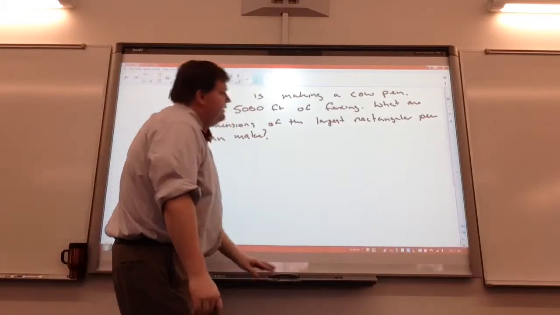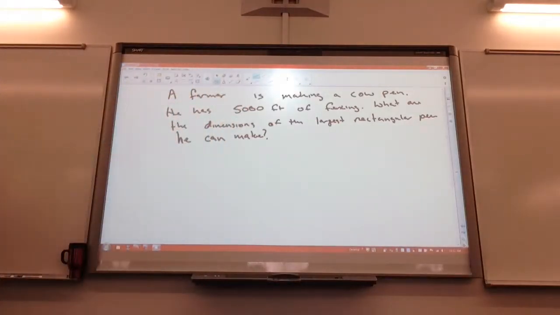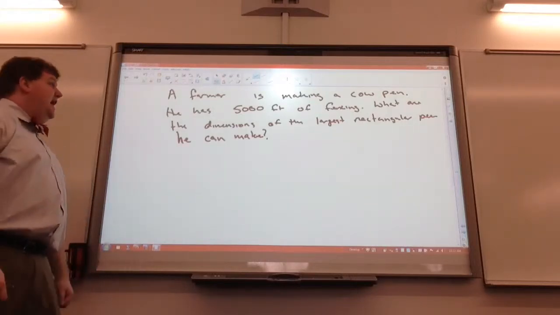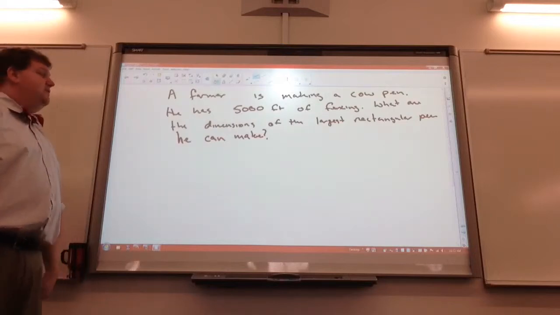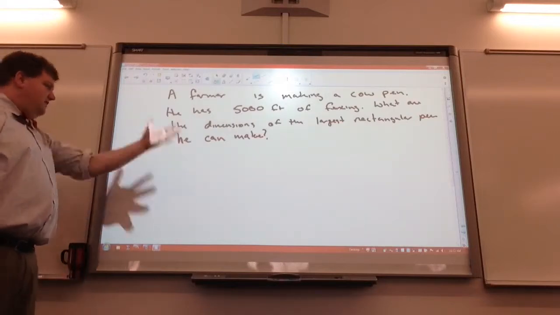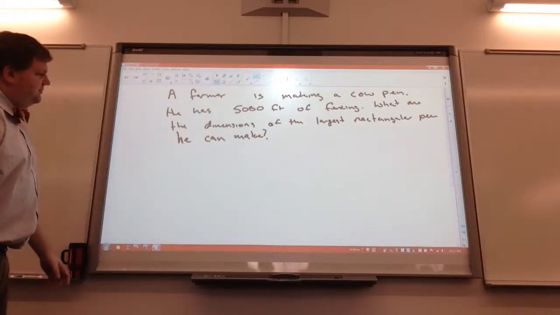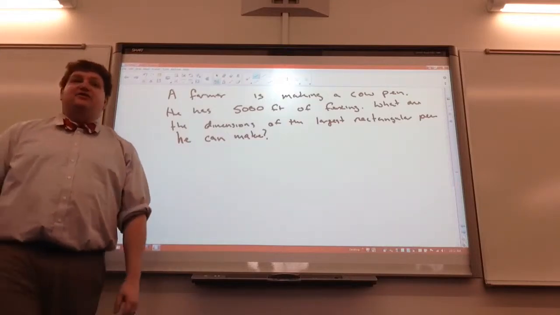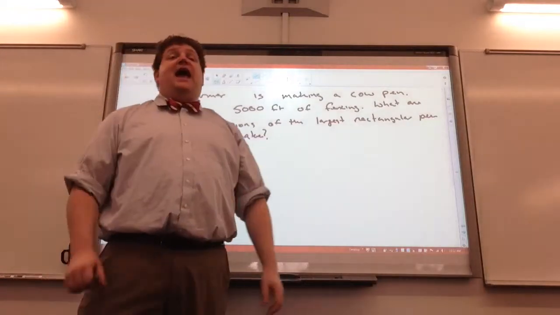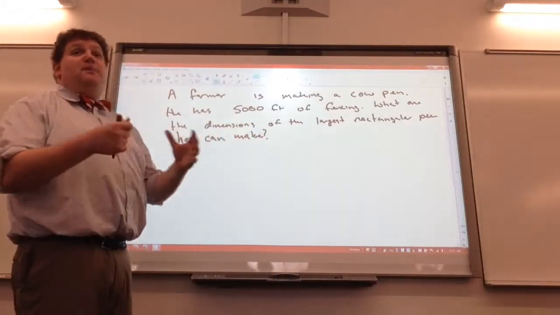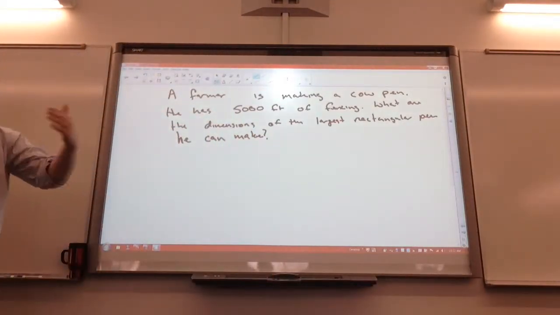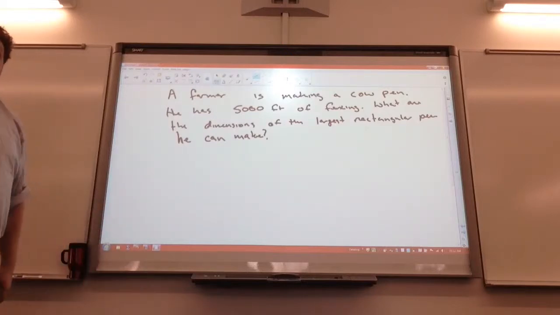All right. So step one, or step zero, let's make sure we read the question and figure out what they want. We've got a farmer making a cow pen with 5,000 feet of fencing. What's the largest rectangular pen he can make? The dimensions of the largest rectangular pen. So we're not after the area itself, we're after the length of the sides for the biggest area. So keep that in mind.